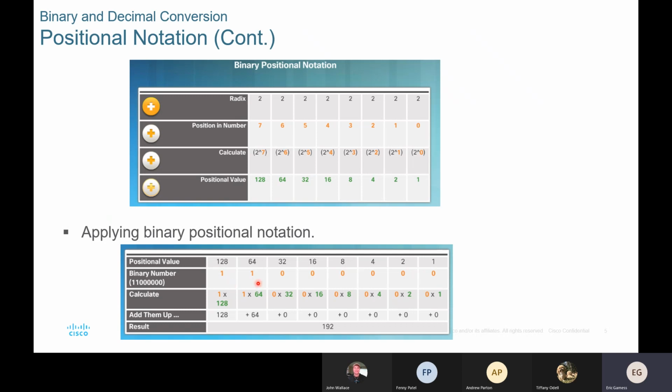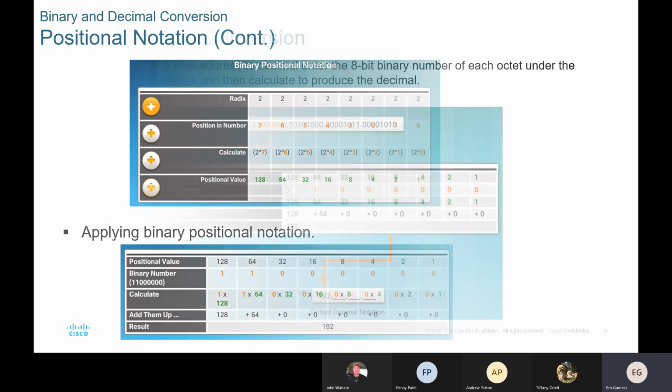So when you have 11000000, it is 128 plus 64. I will say 128 is there, 64 is there, and that's it. I will not say anything for the other ones. So it's a way to convert rapidly from binary to decimal.